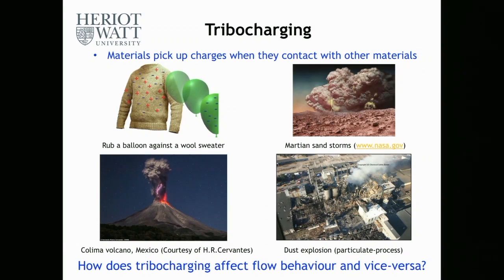So, there are also some significant industrial implications. For example, here there was a silo before. Here, in the application, they were transporting explosive powder. They contact each other, they pick up charges, and there was an explosion. So the connection between the macroscopic behavior of the flow and the turbocharging is poorly understood due to the complex nature of these physics. So our research question is how turbocharging affects the flow behavior and how flow behavior affects the turbocharging.